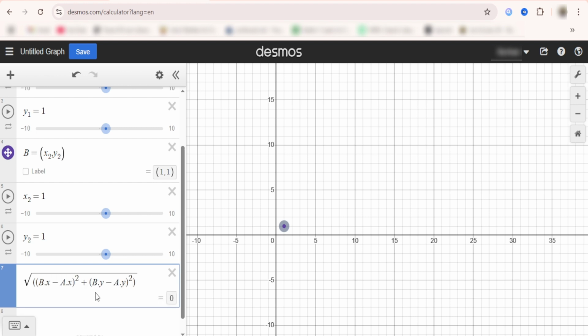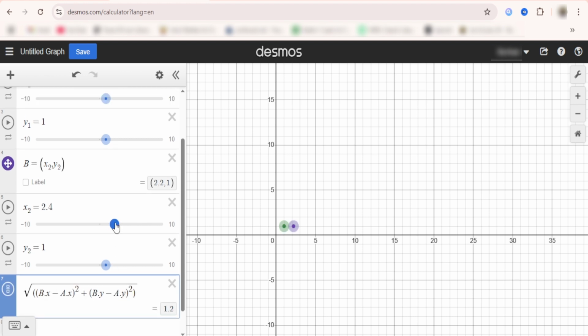As you can see, the distance is currently 0. Now, let's move point B using the sliders. Watch how the distance updates dynamically in real time.